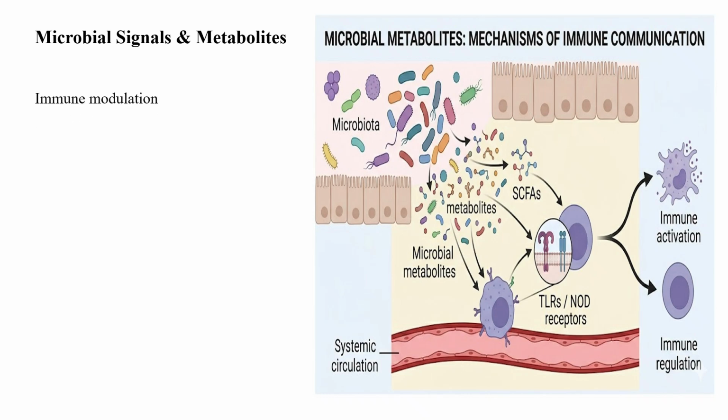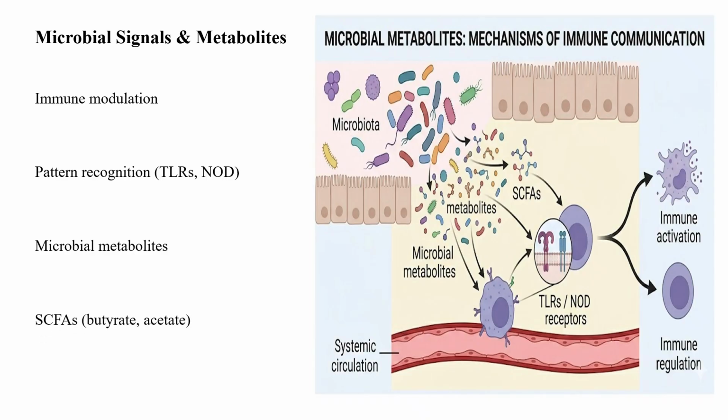Microbiota regulate immunity through both direct and indirect mechanisms. Directly, microbial-associated molecular patterns such as LPS activate pattern recognition receptors like TLRs and NOD receptors on immune cells.